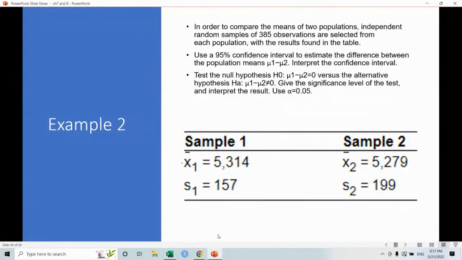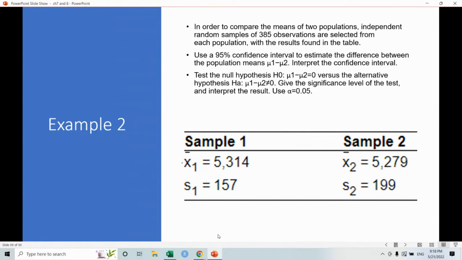All right, so another example. In order to compare the means of two populations, independent random samples of 385 observations are selected from each population, with the results found in the table. Use a 95% confidence interval to estimate the difference between the population means, mu1 minus mu2. Interpret the confidence interval. Test the null hypothesis that the difference between those two means is equal to 0, versus the alternative hypothesis that the difference in those means does not equal 0, and interpret the results using alpha equals 0.05.